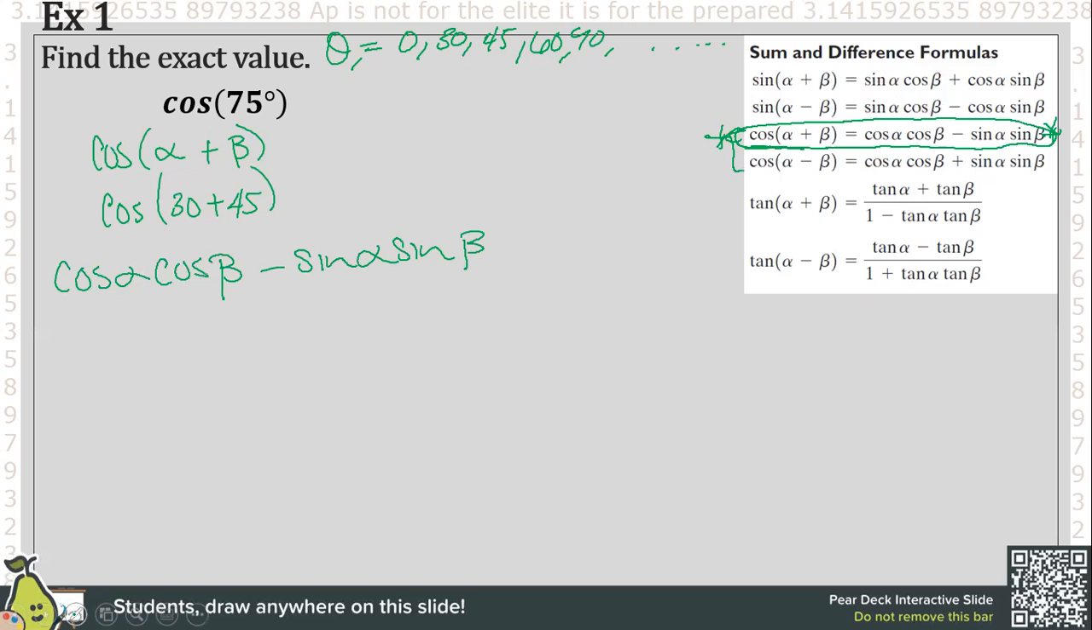Let me switch colors real quick. And I don't know what's going on here. Reinstall my tablet.